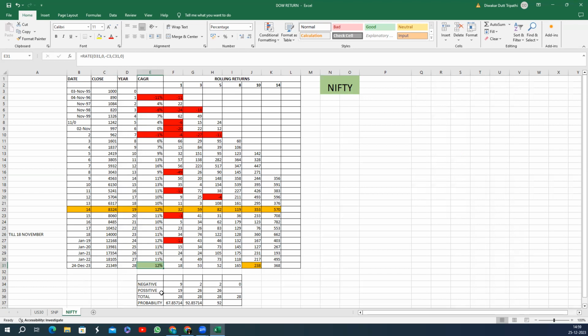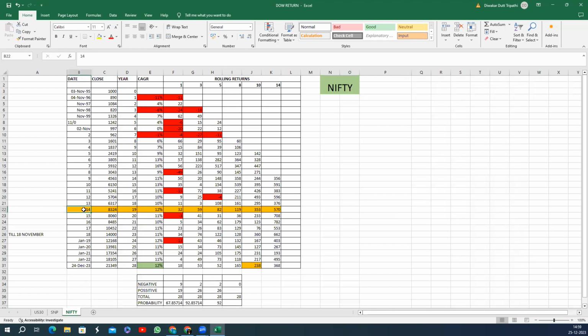You can see 9 times it has given negative returns, but out of 28 times, 19 times the returns are positive. So the probability is almost 67, 70%. But at the 3-year, 5-year, and 8-year horizons, this probability increases very high, and the probability of getting higher returns is also very possible. So the overall message of this presentation is that you must invest in our economy. You must remain invested in a long-term horizon, because long-term horizons can only be arrived at by long-term investment.